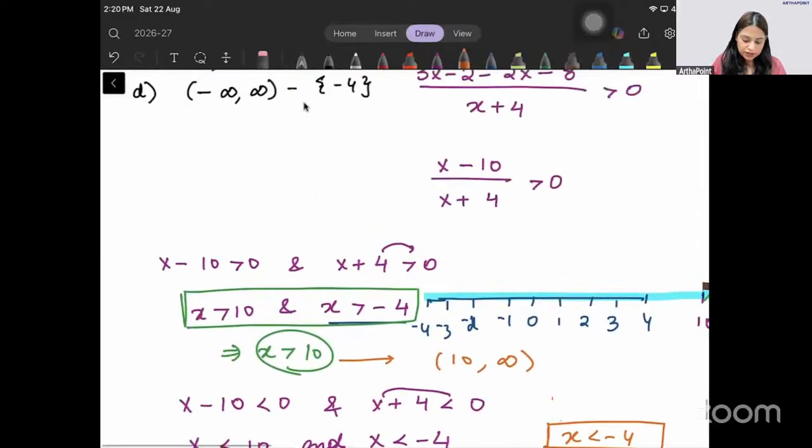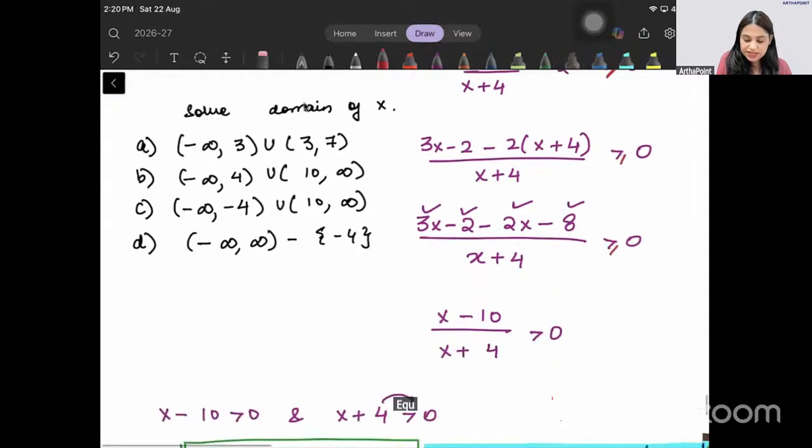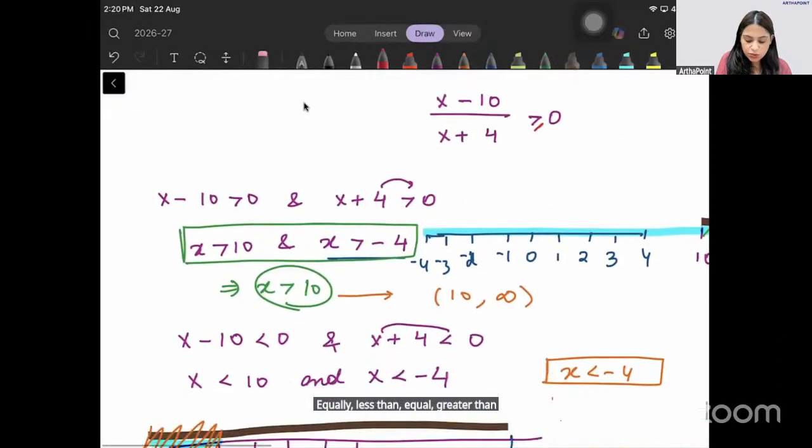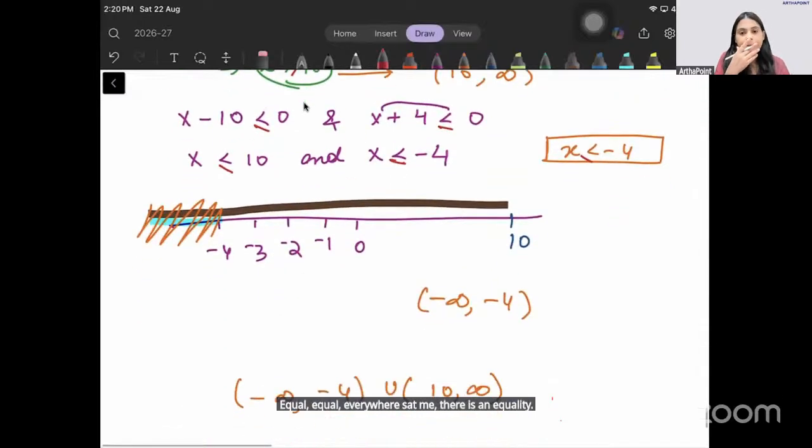Now I have a quick question for all of you, that suppose this becomes equal. Here there is equality too. Equal, equal, equal, less than equal, greater than equal, everywhere there is an equality. Okay? Everywhere there is an equality.